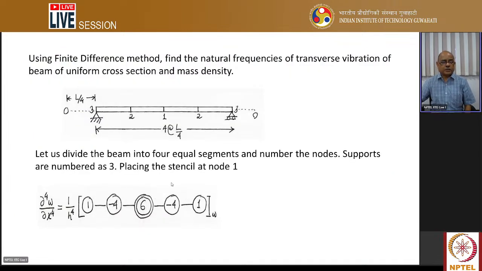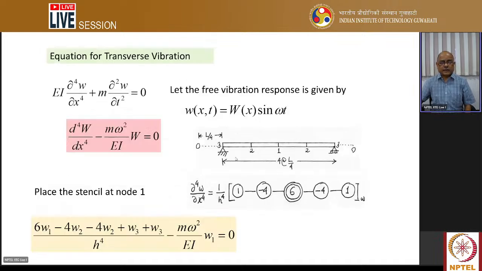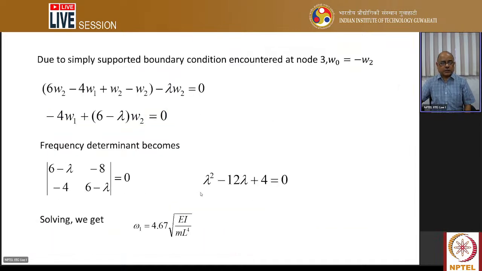The finite difference method was discussed, and with a small number of divisions, we get a very crude estimate like 4.67 square root of EI by m L to the power 4. That is not correct, and there is a large deviation from the exact result.